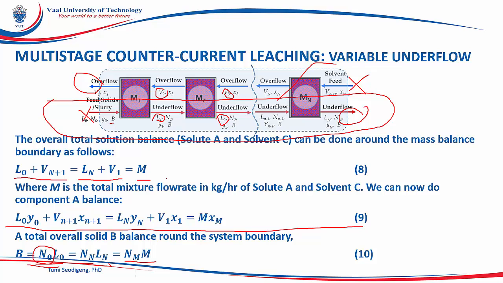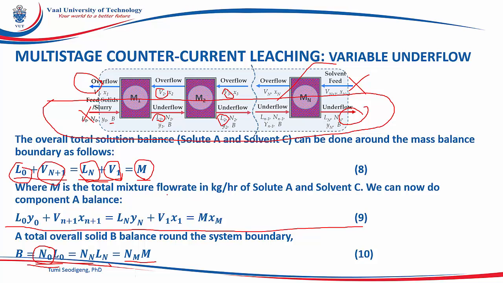Let us review this again just to recapture what we have just said when looking at the mass balance of the variable underflow countercurrent leaching operation. If you look at the total overall mass balance across the system boundary, you will have the two inlet streams combining or mixing to form the total mixture M, and then the mixture M separating to form the two product streams V1 and Ln.